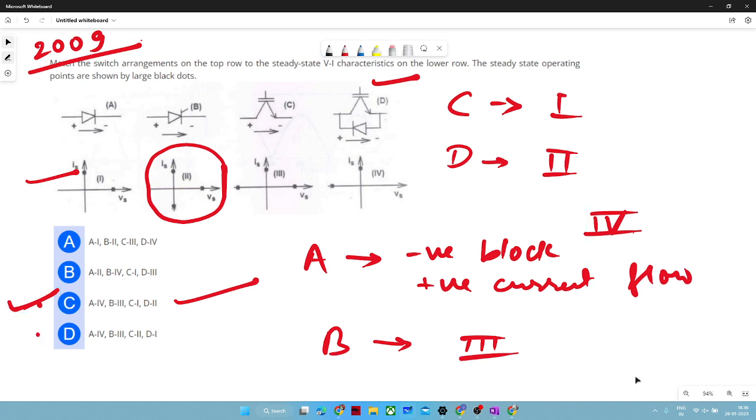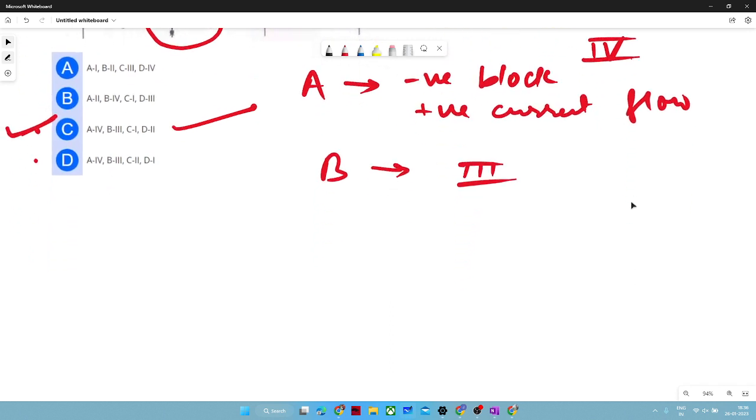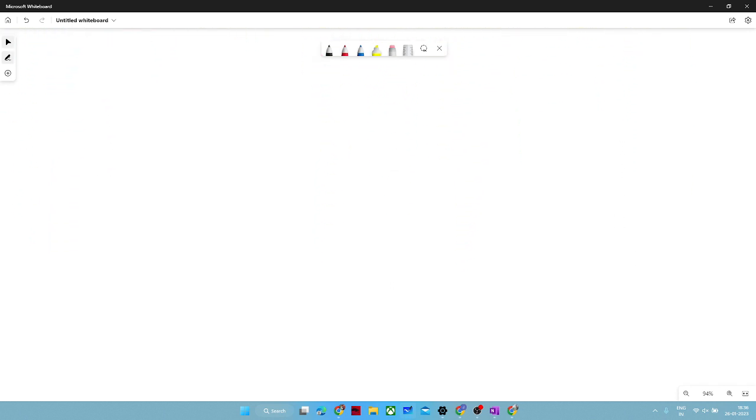Now we will see some characteristics of the devices like BJT and MOSFETs. So first we will see power BJT.